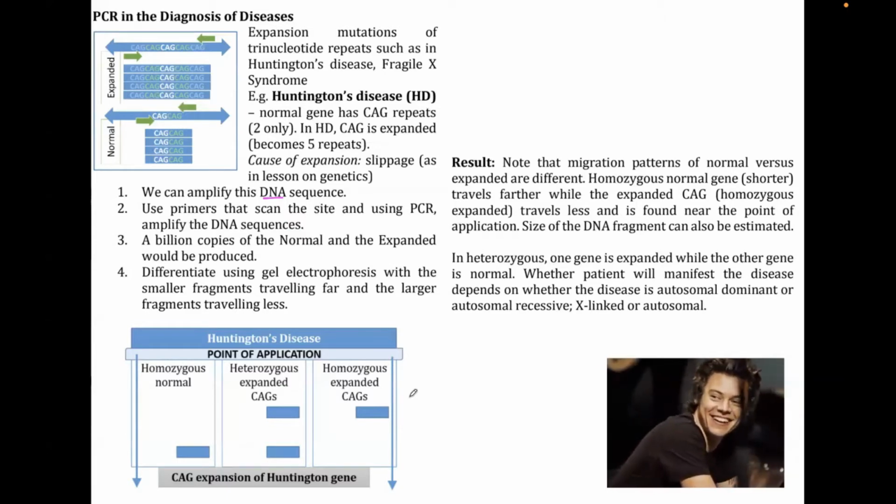Size of the DNA fragment can also be estimated. In heterozygous, one gene is expanded while the other gene is normal. Whether patient will manifest the disease depends on whether the disease is autosomal dominant or autosomal recessive, plus your X-linked or your autosomal. So doon sila nagkakaroon ng point of comparison doon sa homozygous normal and sa heterozygous expanded and homozygous expanded.